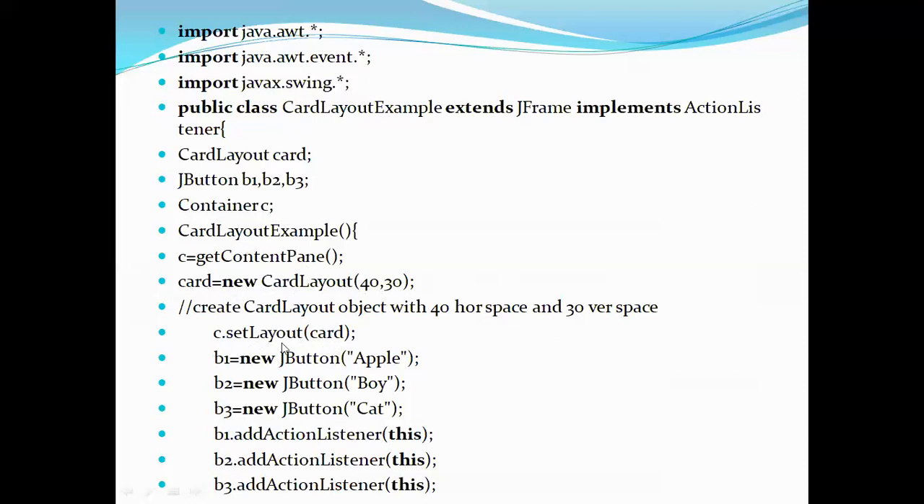In the content pane you are setting the layout as card, so it will be displaying only one after the other. What are being displayed are three buttons. B1 is equal to new JButton, Apple, and so on. Three buttons you are going to display, but only one after the other. Now when I press the first button, that is B1, it should trigger some action listener. That action listener I'm adding to that button as B1 dot addActionListener.